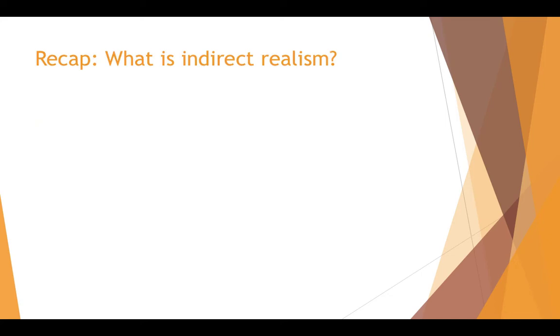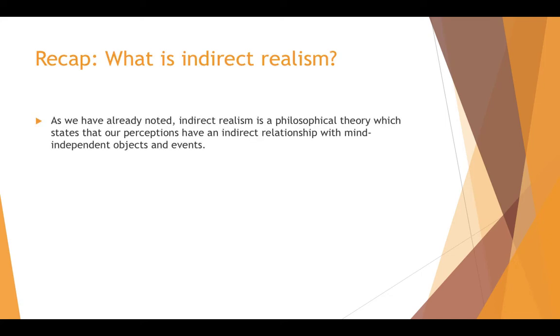So what is indirect realism? That's what we're going to ask again. What is indirect realism? So as we've already noted, indirect realism is the philosophical theory which states that our perceptions have an indirect relationship with mind-independent objects and events. So with direct realism, there is a direct relationship between the perception and the mind-independent object. Like I said in other lessons, if I'm perceiving this water bottle, what I'm doing is I'm having a direct relationship between my mind and this mind-independent object.